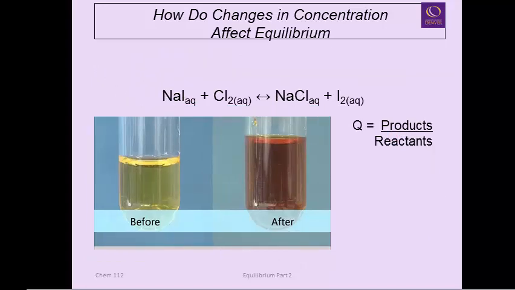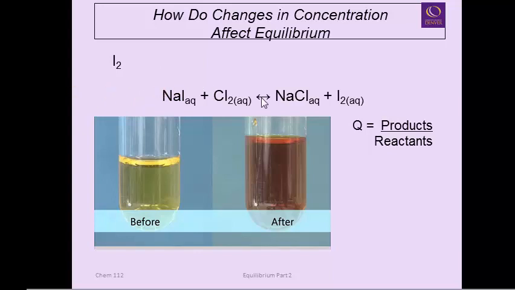Right, here's another scenario. What if I added I2? All right, where does I2 go? This is an iodide ion, this is an iodine molecule. So that would end up over here in the product side. Now I'm going to start building up products. It should shift in a way that relieves that, which is back towards reactant. Shift to the left. That's what LeChatelier would say.